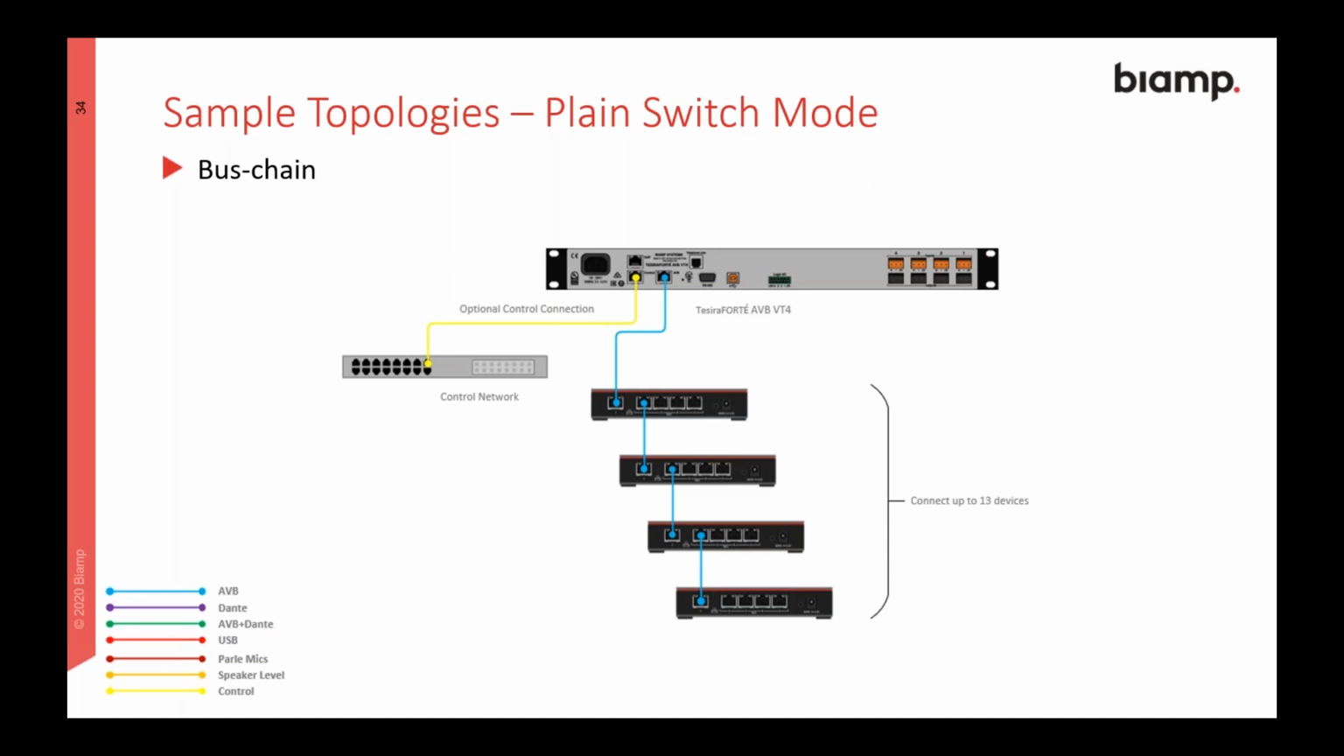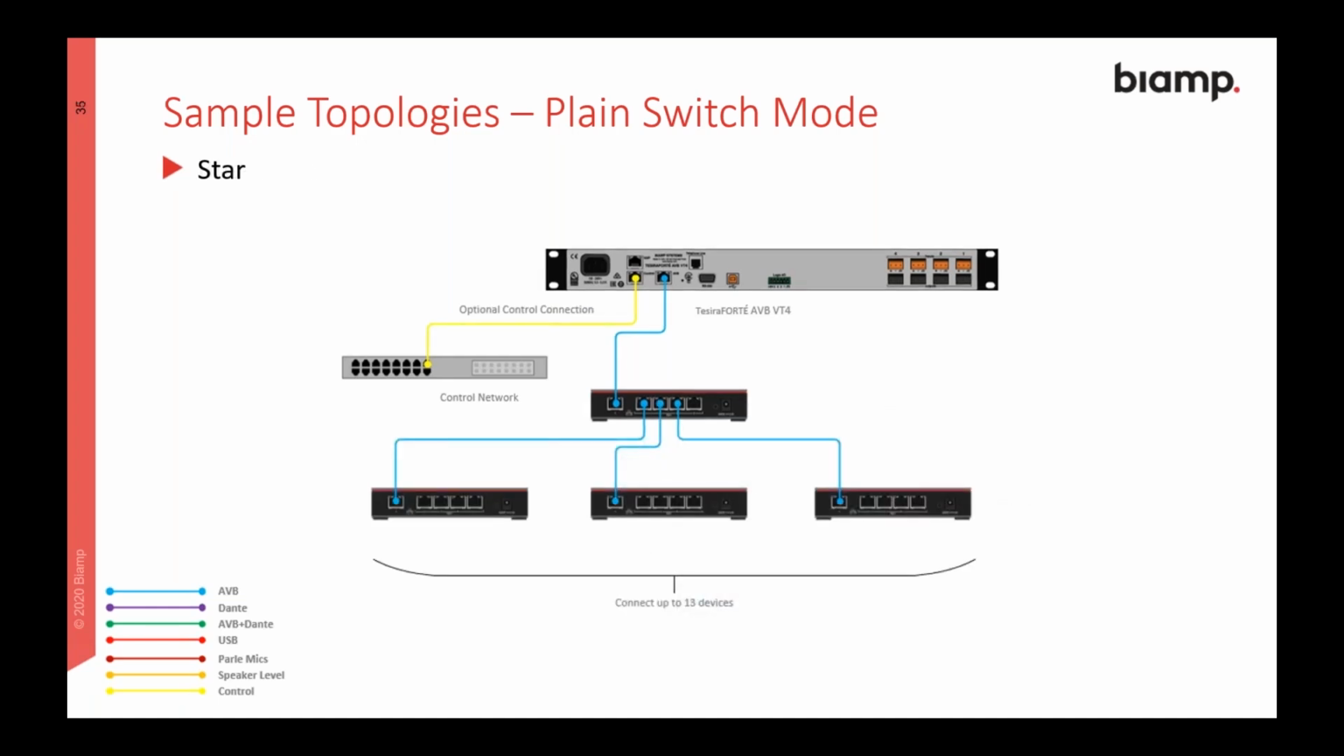So you can see in the diagram, the control port is connected to a separate network. Then you also have the option of building a star configuration, same rules. Control is separate, media is separate. And this is only supported in AVB, right? So you can see that the DSP is Tesira Forte AVB. So that's something to keep in mind. We cannot do this with Dante systems, and I'll just explain that to you in a couple of seconds.